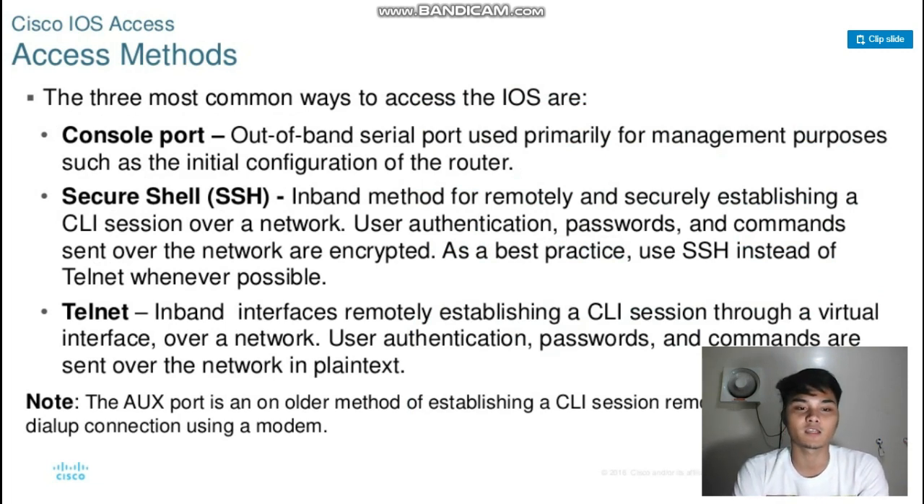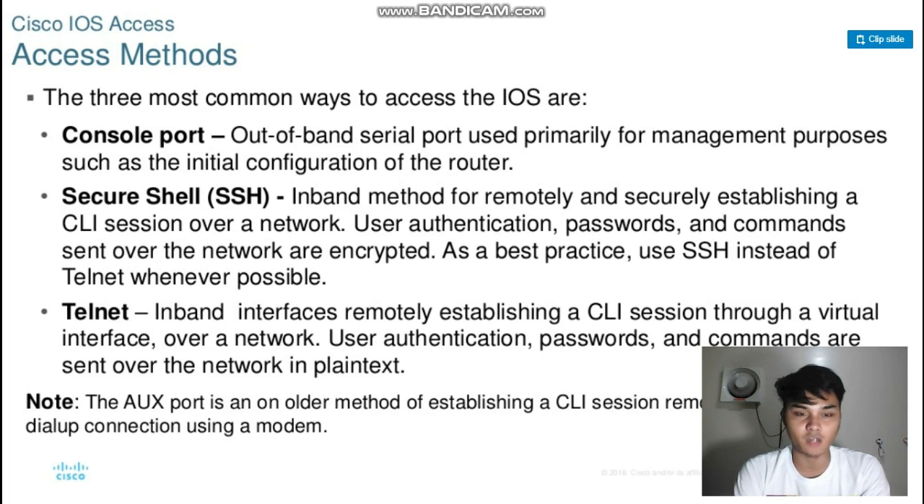We have three most common ways to access the IOS: the console port, Secure Shell (SSH), and Telnet. The console port is an out-of-band serial port used primarily for management purposes such as initial configuration of the router. It is a serial port commonly used on the PC, so you can connect to the switch or router through the console port.